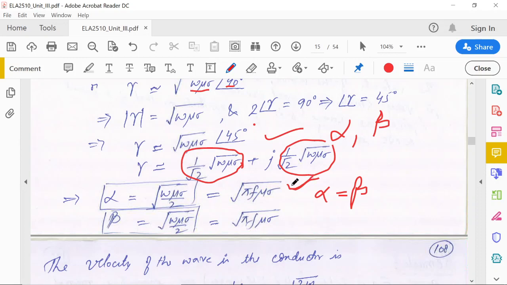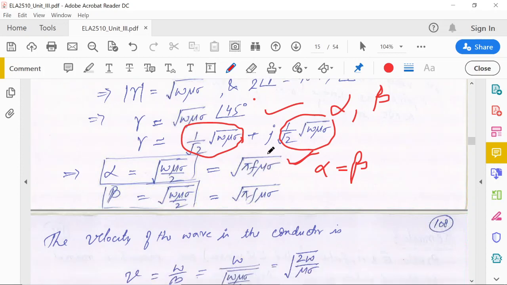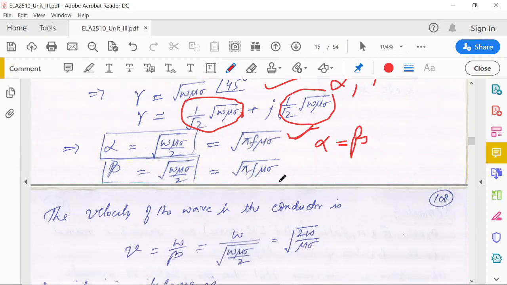Alpha is very high. f is high frequency. Sigma is high for a good conductor as compared to f. So you will have a very high factor.